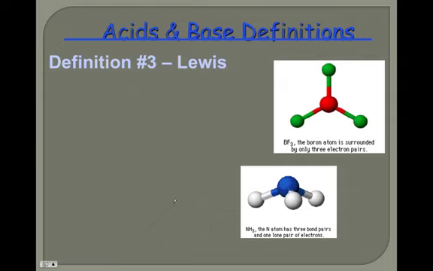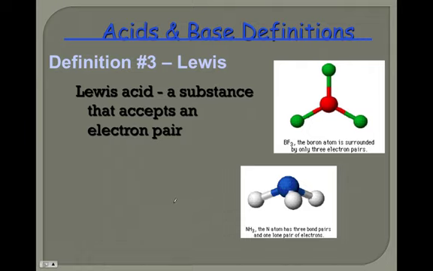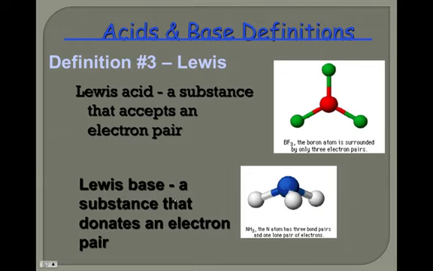All right, so a Lewis acid is a substance that accepts an electron pair. Now think about it. All of our other definitions, we were giving away positivity, right? We're giving away a hydrogen ion. But now, let's say you start accepting an electron pair. It's kind of the same concept. A Lewis base then donates the electron pair.